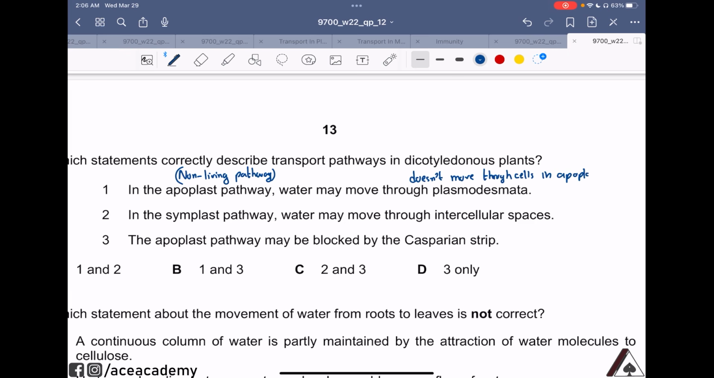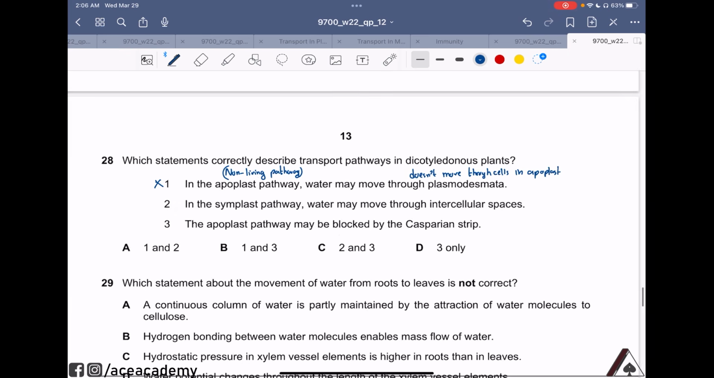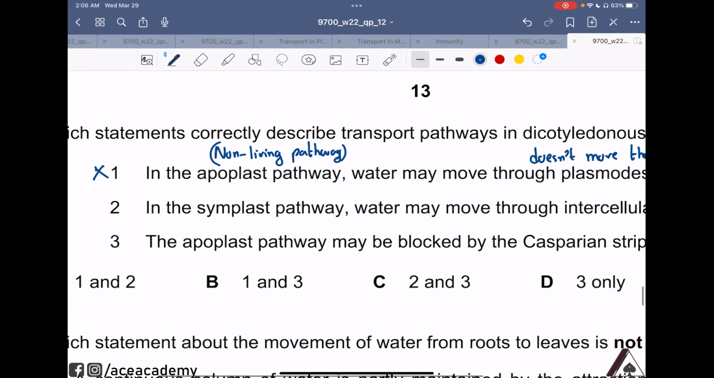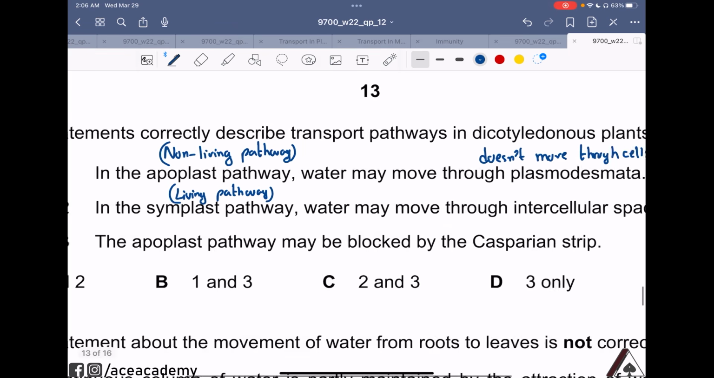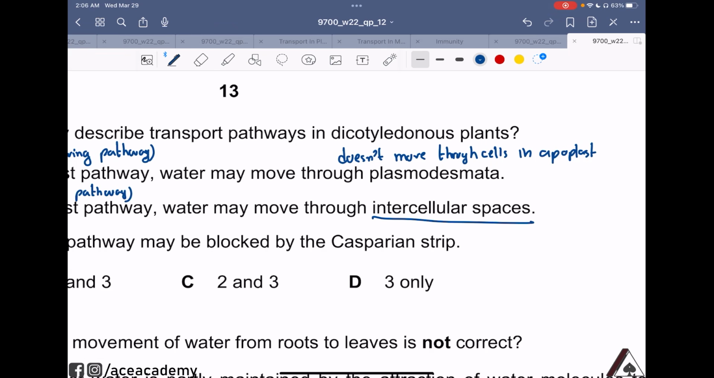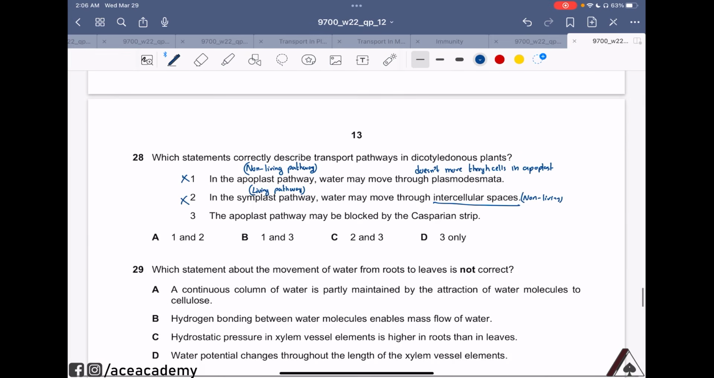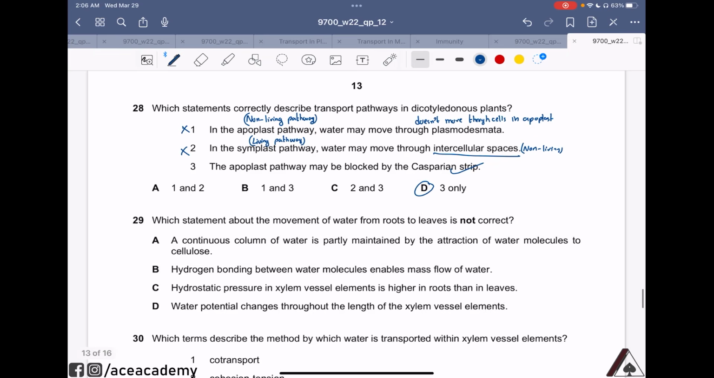So A is wrong. Number one is wrong. In the simplest pathway, water can move through intercellular spaces. Simplest is living pathway. So this is movement of water through the living parts of the plant. So water can move from cell to cell by plasmodesmata. And intercellular space is non-living. So this is incorrect. And then the apoplast pathway may be blocked by the Casparian strip. This is correct. So number three is the only correct option.